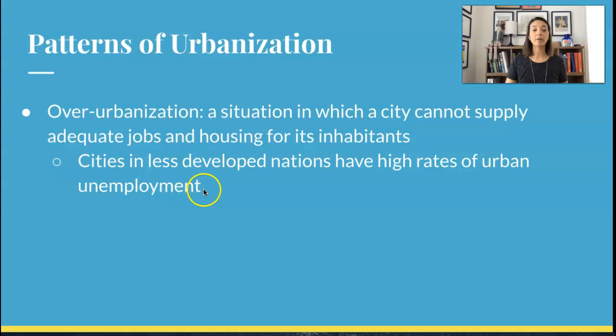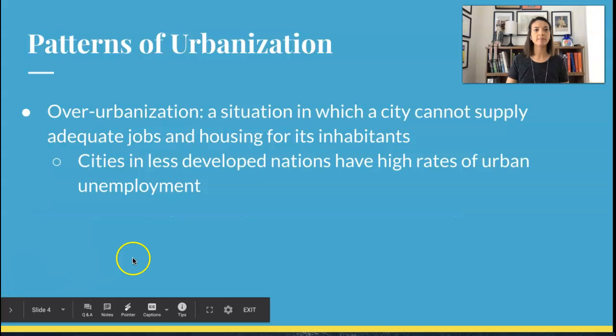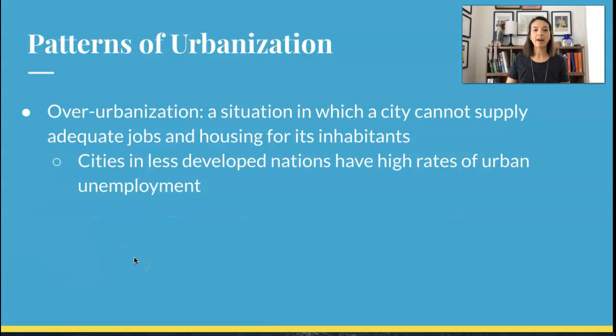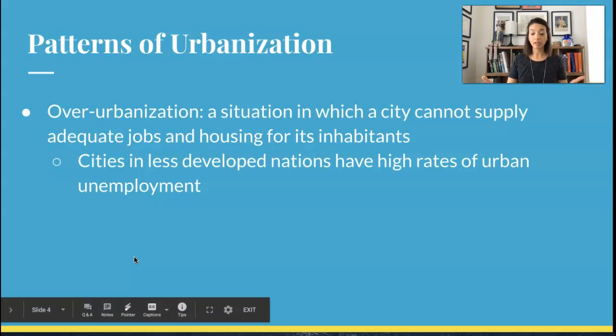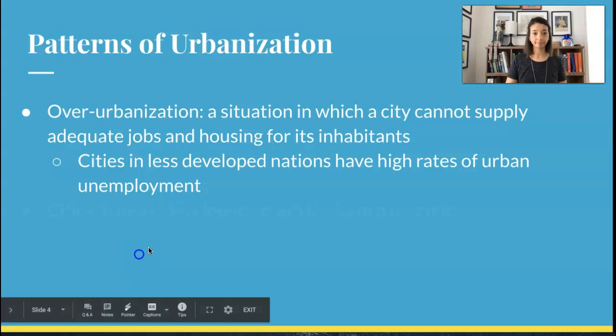We're going to be talking about the comparison of less developed nations against more developed nations. Cities in less developed nations have high rates of urban unemployment. Okay, so in countries that are not considered developed, think about the West, in comparison to countries that don't have the same amount of money, business, industry, okay?